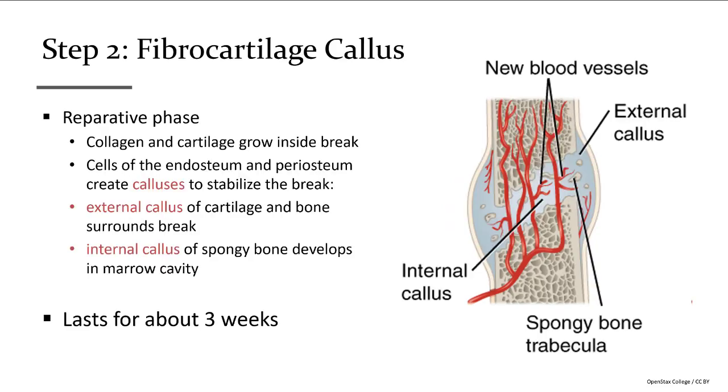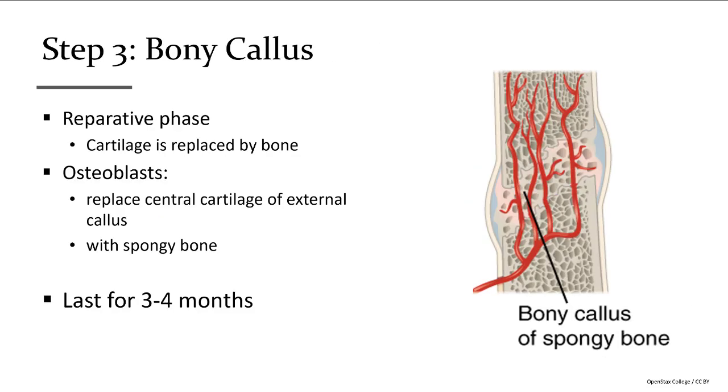Then a fibrocartilage callus forms. This is the reparative phase. This is when collagen and cartilage are growing within the break. The cells of the endosteum and periosteum are working together to create a large bony callus. We have an external and internal callus. This lasts for about 3 more weeks.